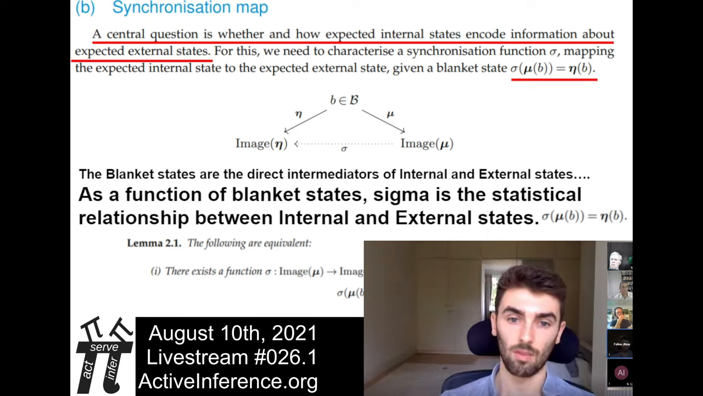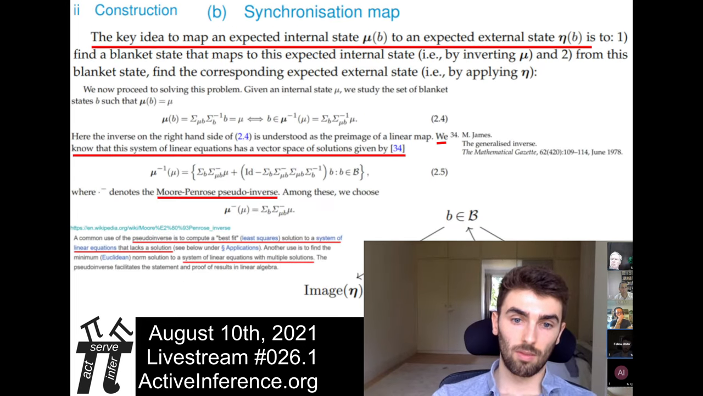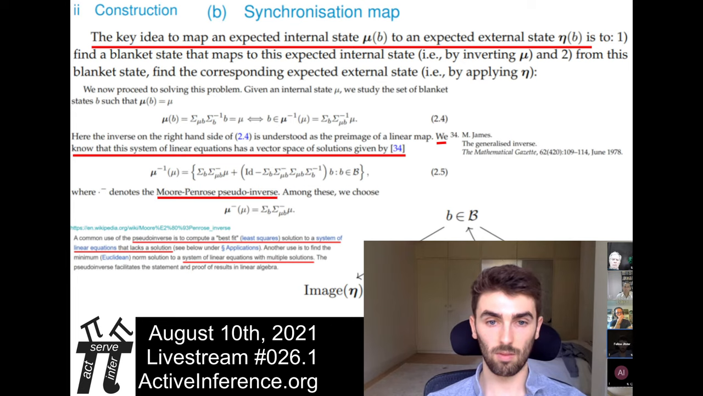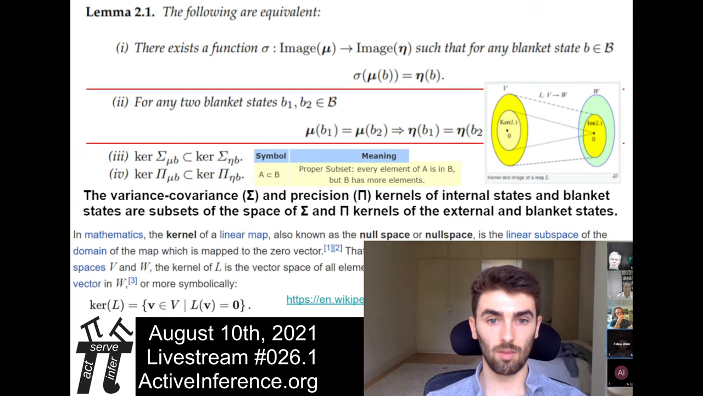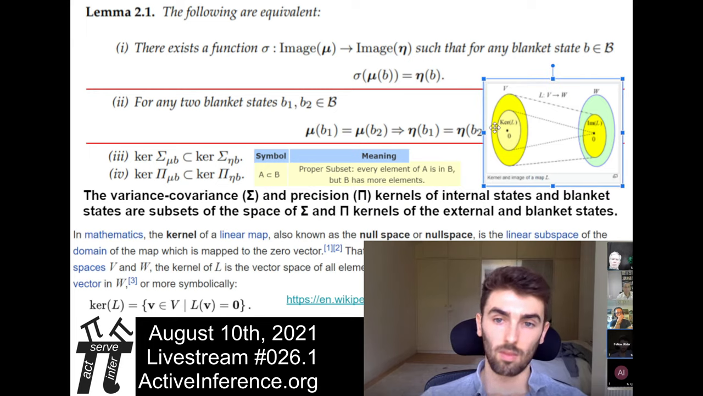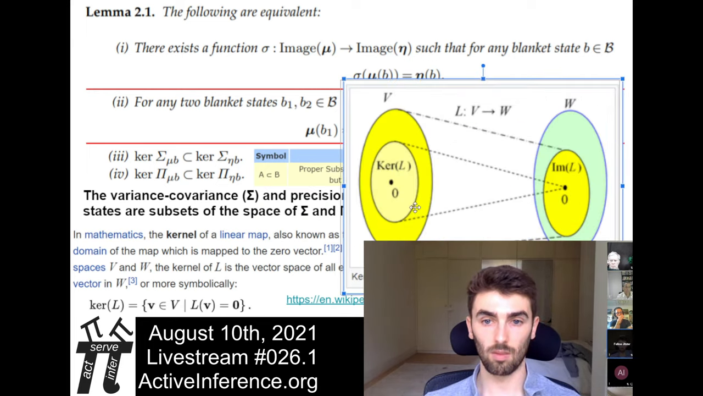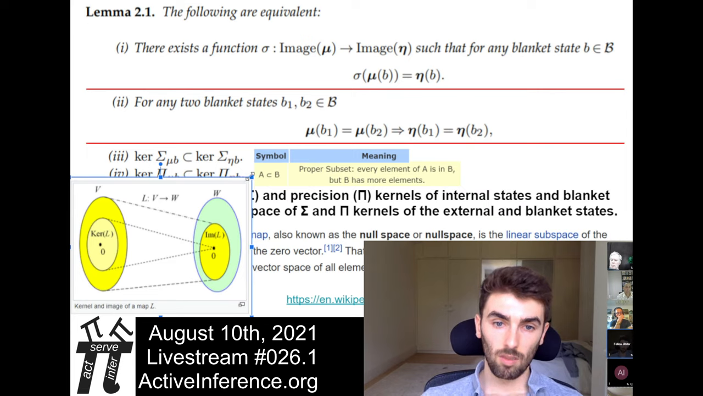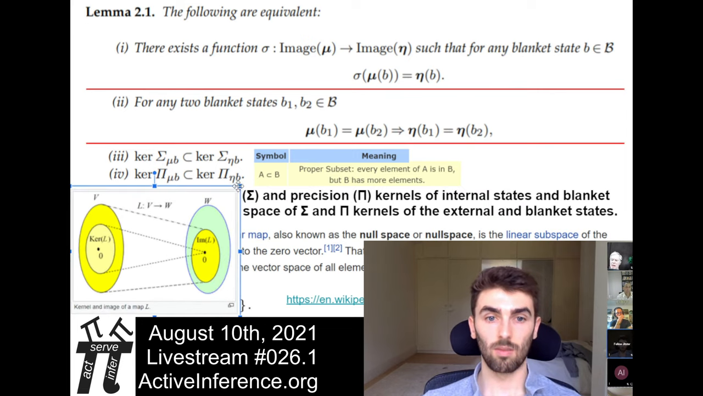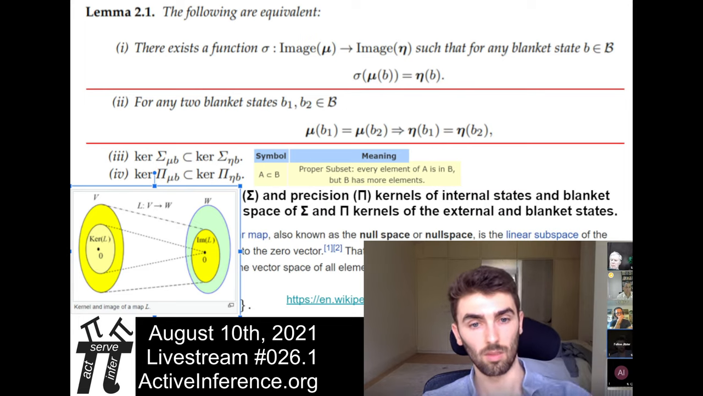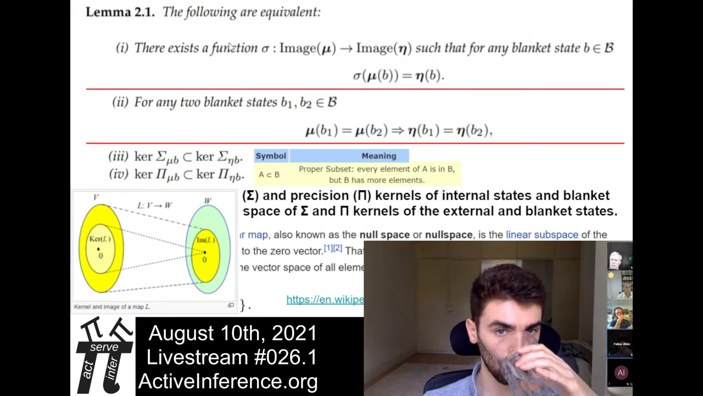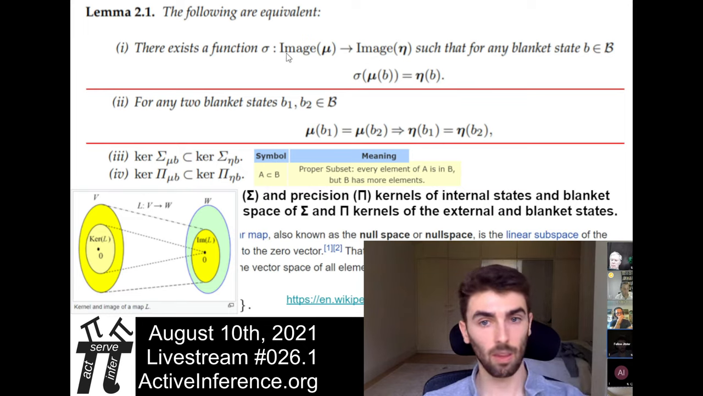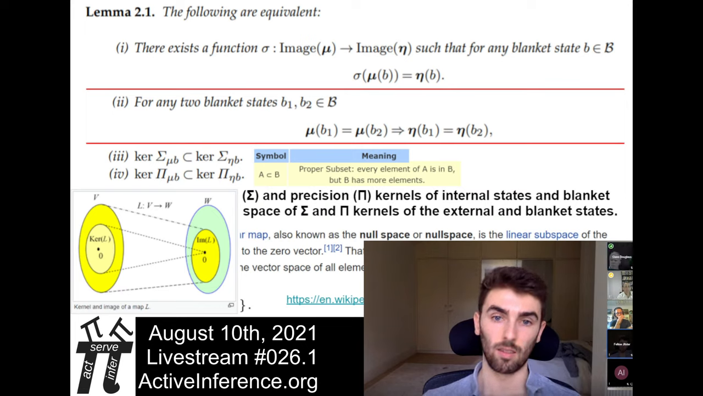Great points here. The synchronization map and a few of these other pieces relate to the idea of an image and a kernel. So maybe it'd be helpful to learn a little bit about what the image and the kernel are reflecting. I found one representation about mapping the two different spaces to each other using that kernel and image notation. But in Lemma 2.1, the existence of the sigma function entails an image function that maps the internal to the external states. What is an image? What is the difference between just the variable in itself versus an image of it or a kernel of it?